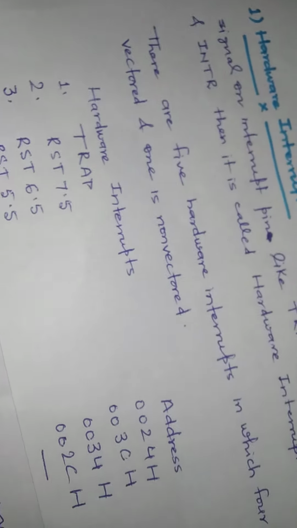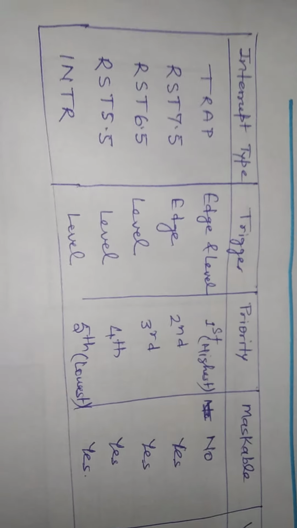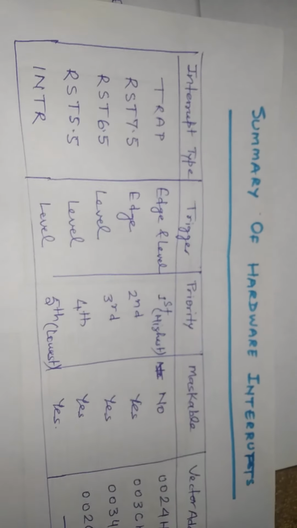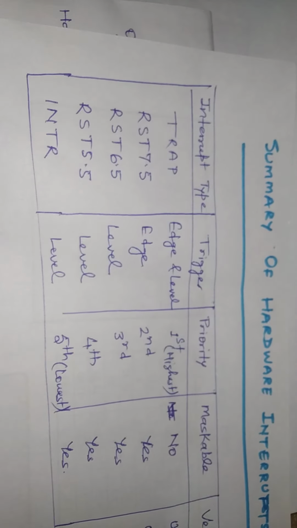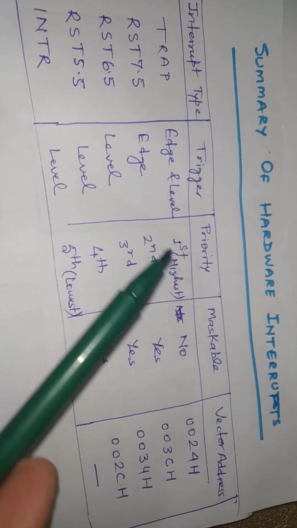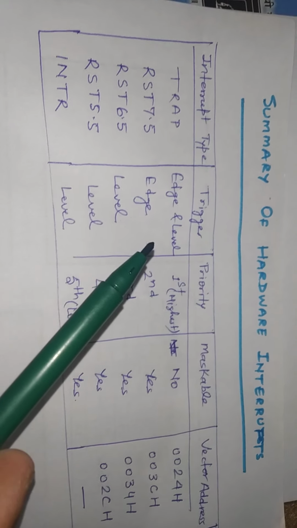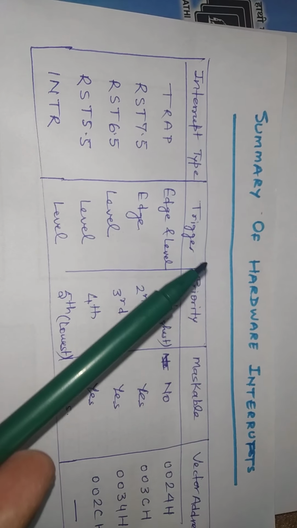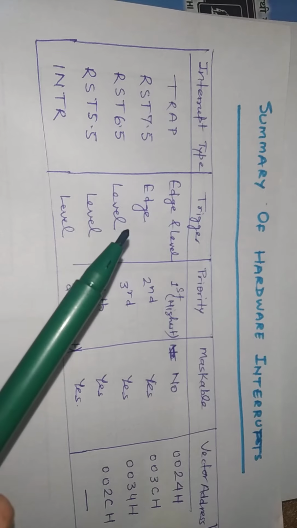The properties of hardware interrupts can be summarized in the form of a table which is shown here. This is a summary table which gives the different properties of hardware interrupts. Here I am considering 5 hardware interrupts and their properties. I have discussed the remaining properties. Only I have to discuss the triggering level. Some interrupts are edge triggered and some are level triggered.